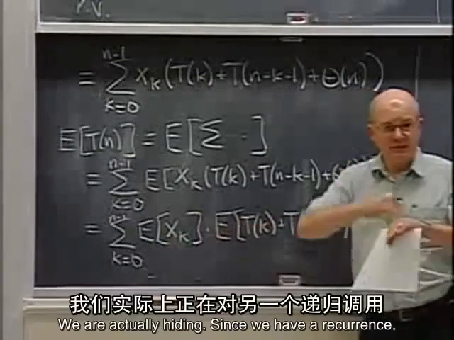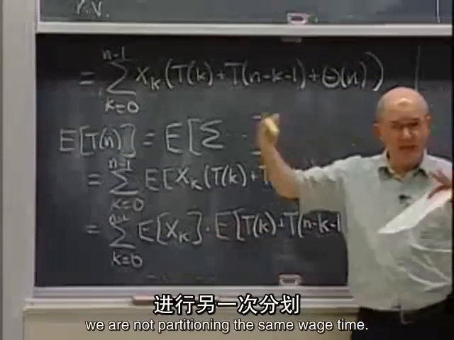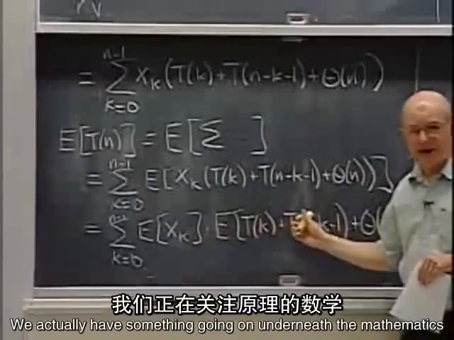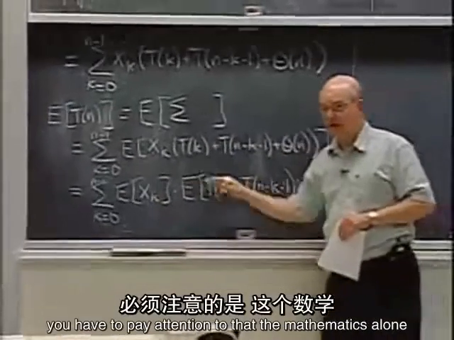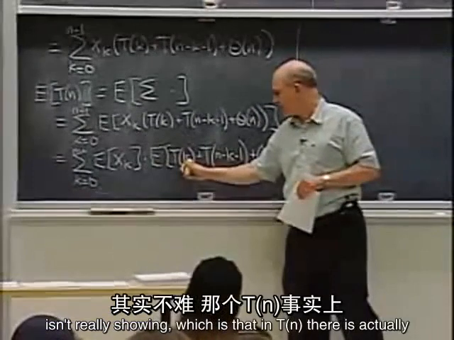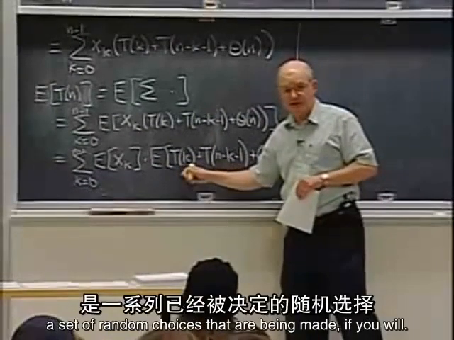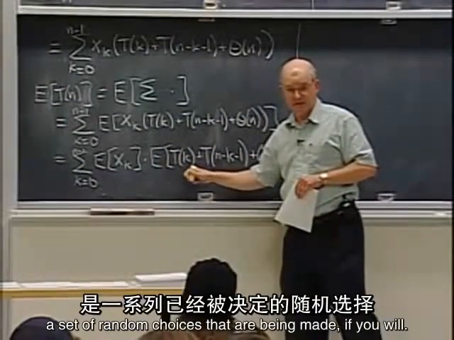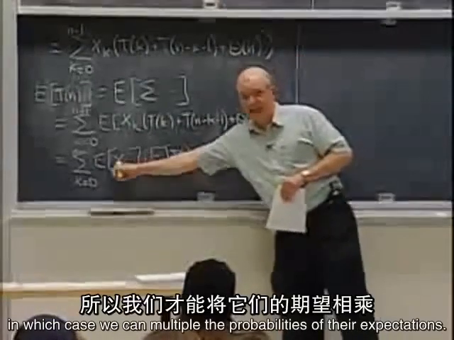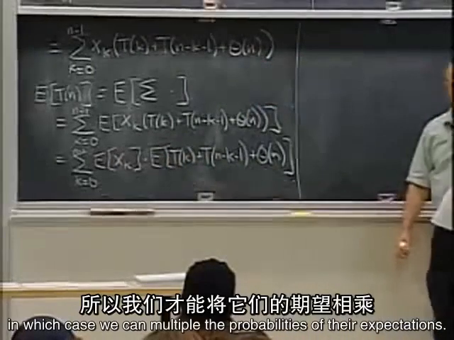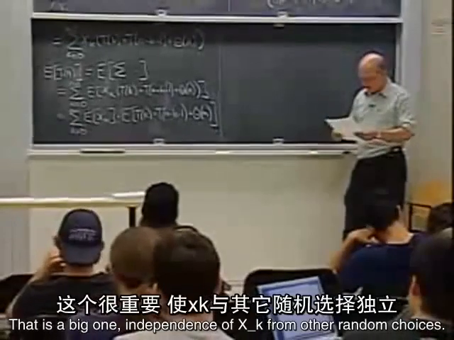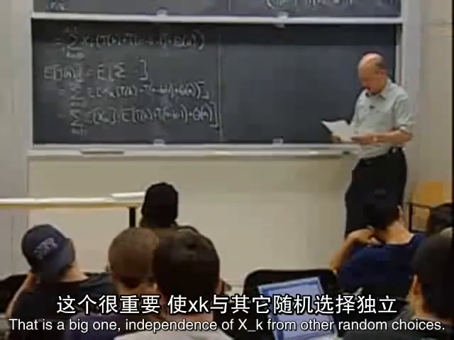Since we have a recurrence, we're not partitioning the same way each time, we have a different one. So we actually have something going on underneath the mathematics that you have to pay attention to, that the mathematics alone isn't really showing, which is that in T(k) there's actually a set of random choices being made. You have to understand that those are independent of those, in which case we can multiply the expectations. Everybody with me? So that's a big one: independence of X sub k from other random choices.